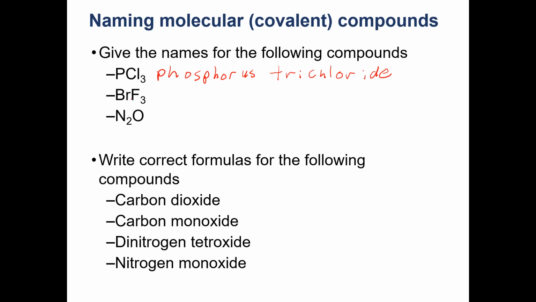The second one here, BrF3. Br is bromine, F is fluorine, and there are 3 of them, so we would call this tri, and then we change the ending to -ide, so this would be trifluoride.